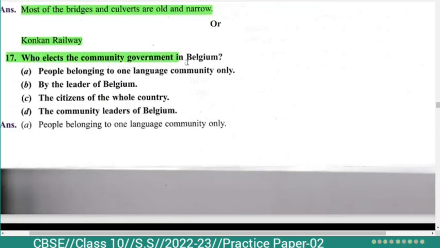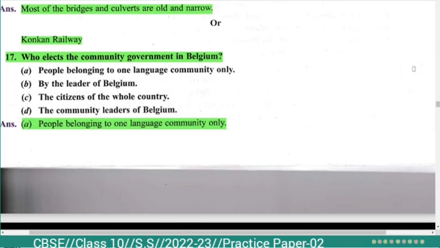17th question. Who elects the community government in Belgium? Option A. People belonging to one language community only. B. By the leader of Belgium. C. The citizens of the whole country. D. The community leaders of Belgium. Here the correct answer is option A. Who elects the community government in Belgium? It is people belonging to one language community only.